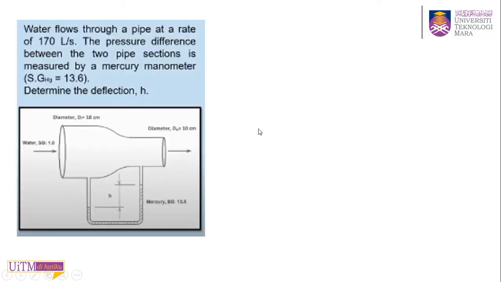Okay, let's see the next question. The water flows through a pipe at a rate of 170 liters per second. So this is your Q, Q is given as 170 liters per second. The pressure difference between the two pipe sections is measured by a mercury manometer. The specific gravity of mercury is 13.6, so you can find the rho of the mercury. Determine the deflection H, so they ask you to find H.